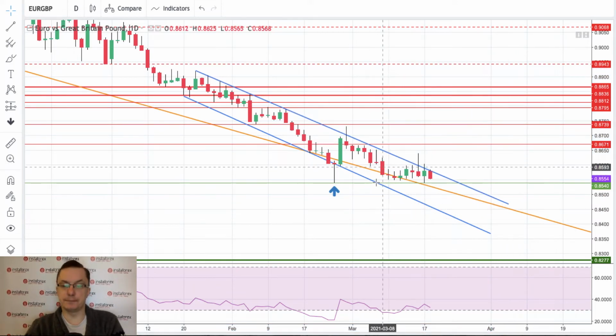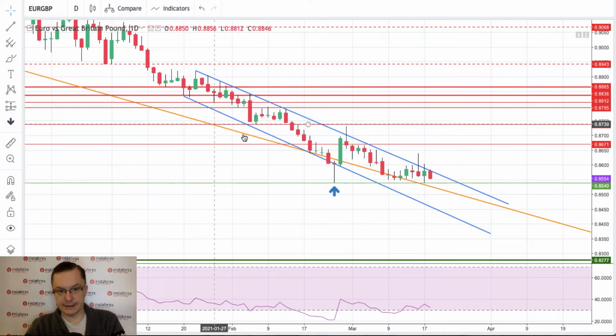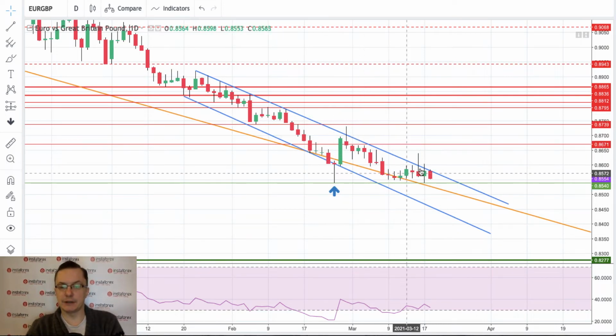Okay, so we got this blue channel. This is the long-term trend line support, which is really interesting to see how the market behaves around this trend line.